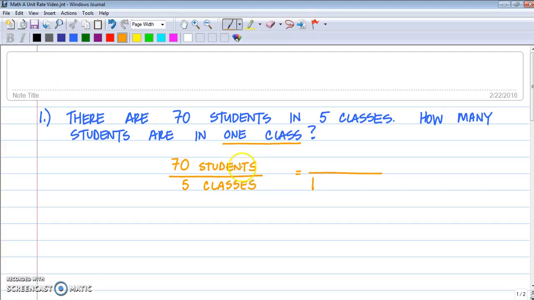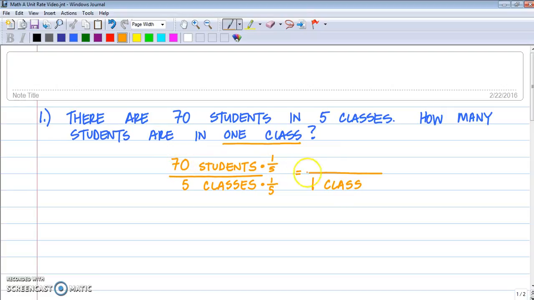is multiply the numerator and denominator of this fraction by the same value in order to get the denominator to change into one class. In order to do that, I'm going to multiply the numerator and the denominator of my starting fraction by the reciprocal of the denominator. So 5, I'm going to take the reciprocal, would be 1/5. And whatever I multiply to the denominator, I also need to multiply to the numerator. And then as I multiply across, 5 times 1/5 is 1, which is what I was after, so one class.